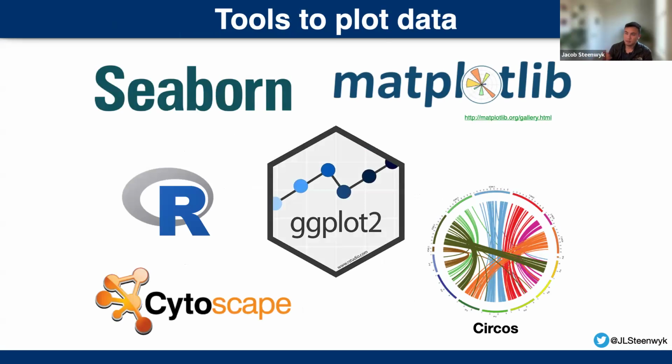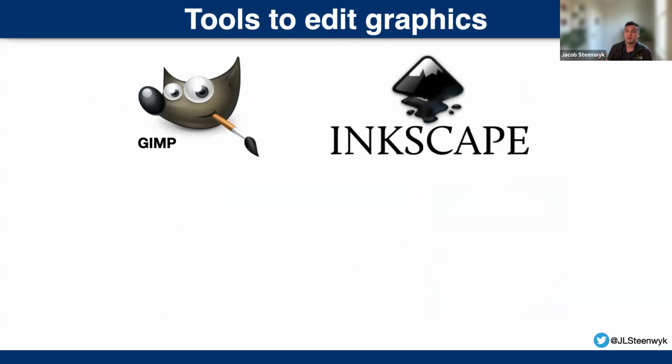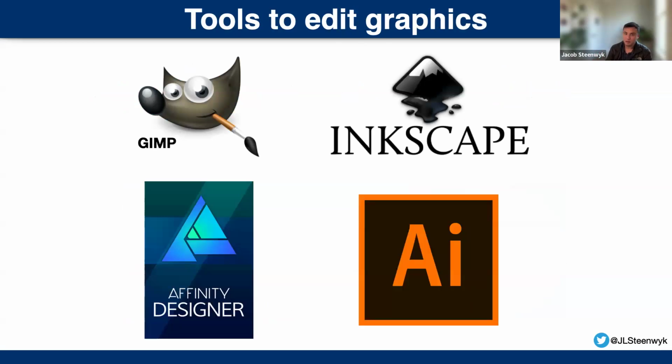A lot of these images can be exported as PNGs, JPEGs, or very importantly, SVGs, scalable vector graphics, where you can, without manipulating any of the data, improve or enhance the aesthetic quality or the communicative value of the figures. So you can edit SVGs in things like GIMP and Inkscape. Affinity Designer is what I use, and then Adobe Illustrator, which is of course super popular.